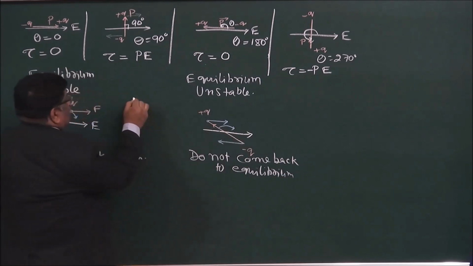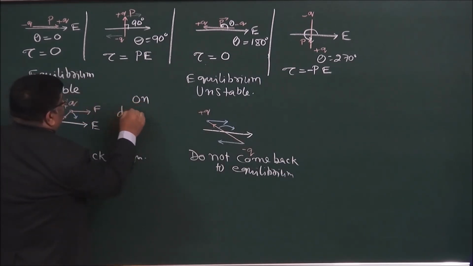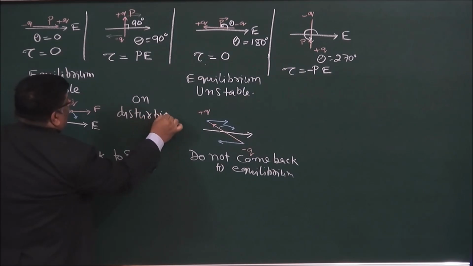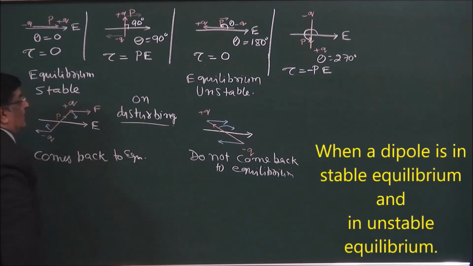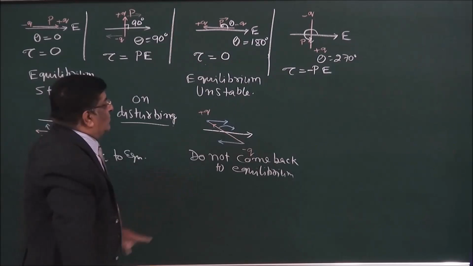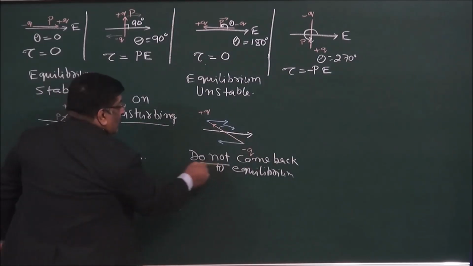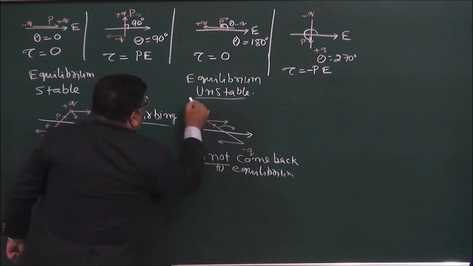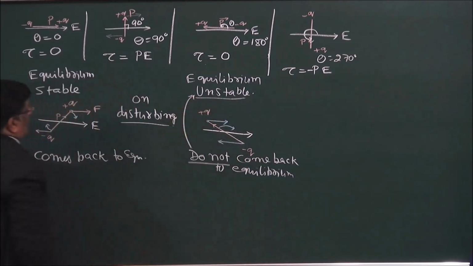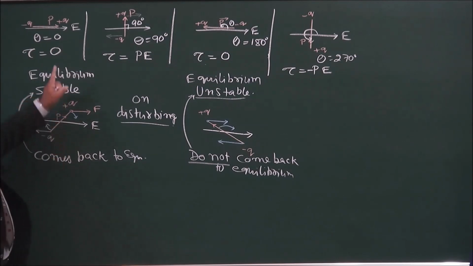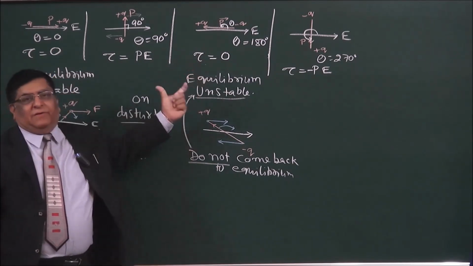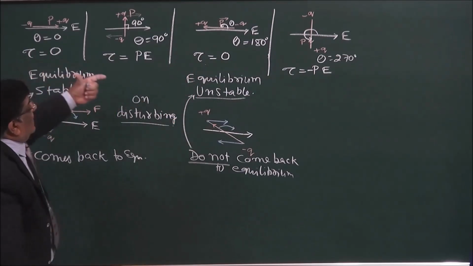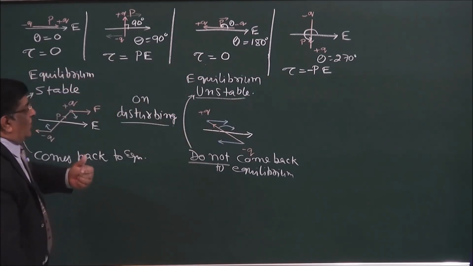So on disturbing from their original position, this disturbance will come back to the equilibrium position, and this disturbance will not come back to the equilibrium position. Therefore, we call it unstable, and this one comes back, therefore we call it stable. So this is stable equilibrium, this is unstable equilibrium. Okay, so these are the four situations of the torque.